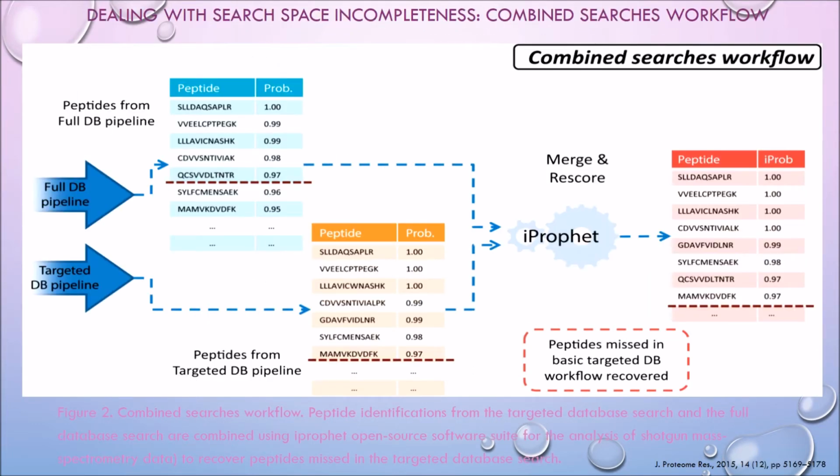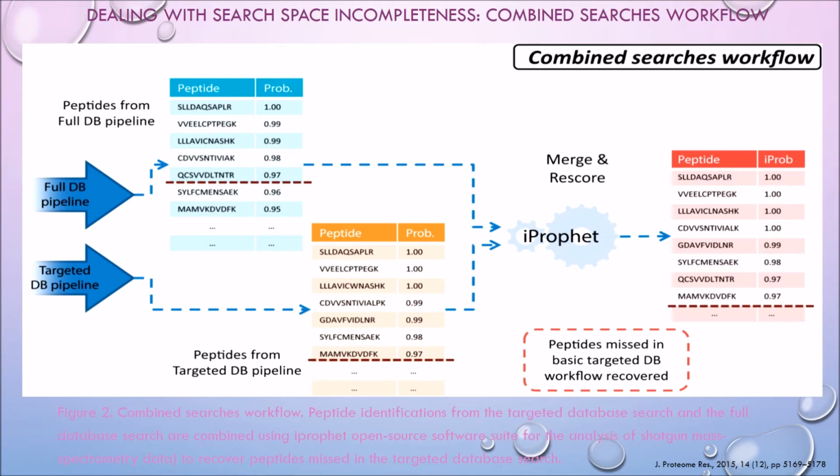In this figure, we can see the combined search workflow, and in this case, they used both search from the full database and also from the targeted database, and in this case they use the software Hypernet to merge and combine the results. These workflows allow improving the sensitivity of identification and also reduce the lost peptides due to the incompleteness of the search space.